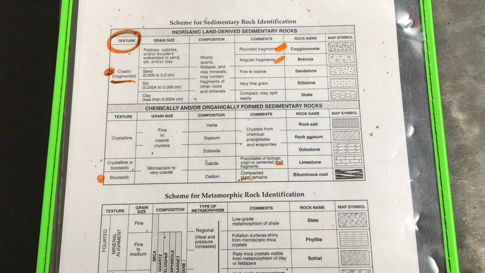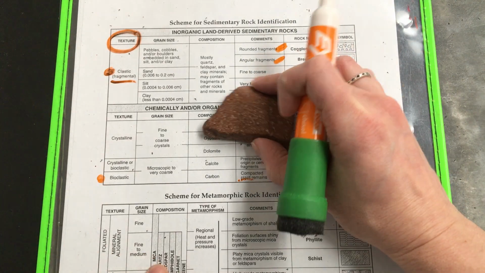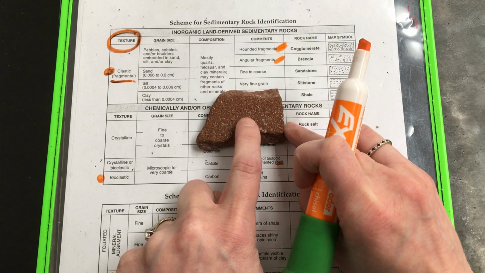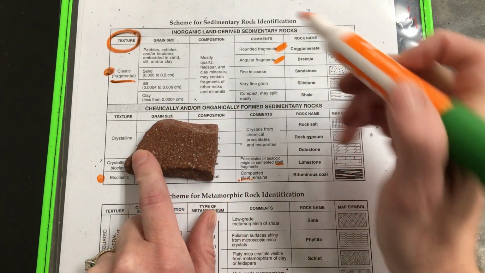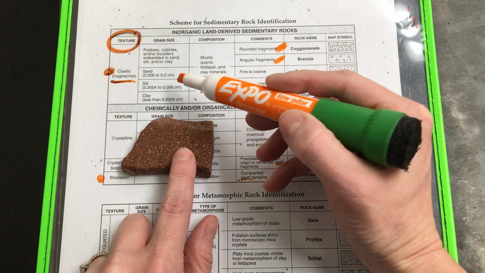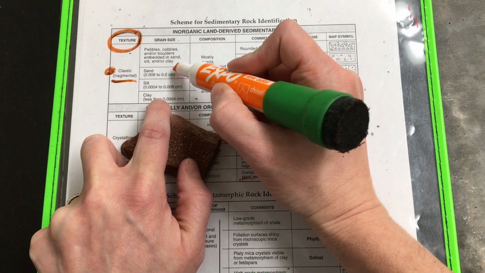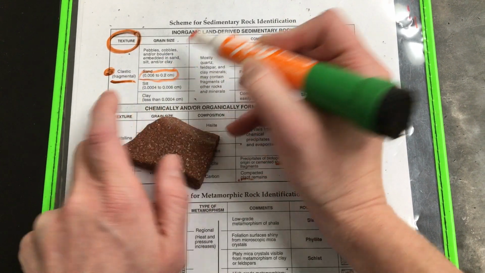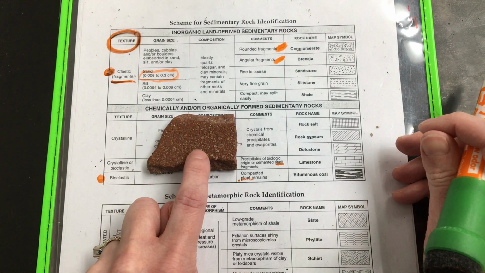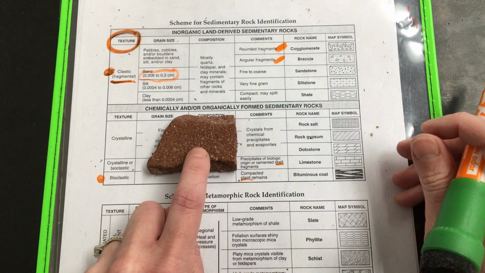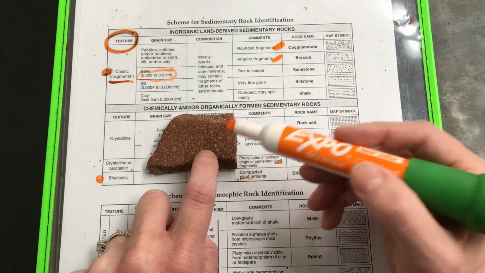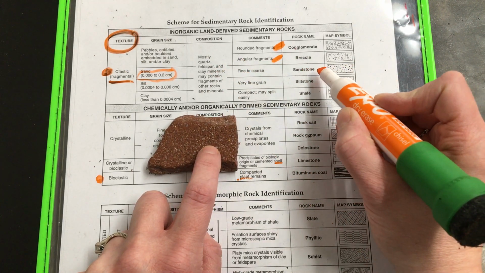Next would be sand size sediment. Okay, so a little bit smaller, and you can see these sand size grains in this. If I ever ask you about the range of grain size, I'm looking for this number right here. So technically we could measure these grains and figure out if they were sand sized or not. But if you feel like they are, then you know you're looking at sandstone.